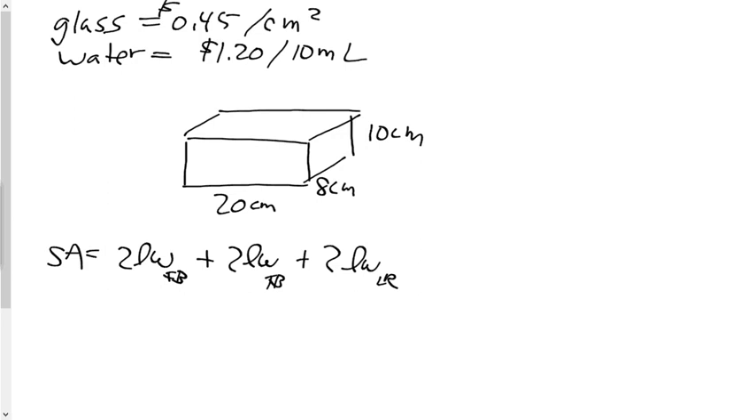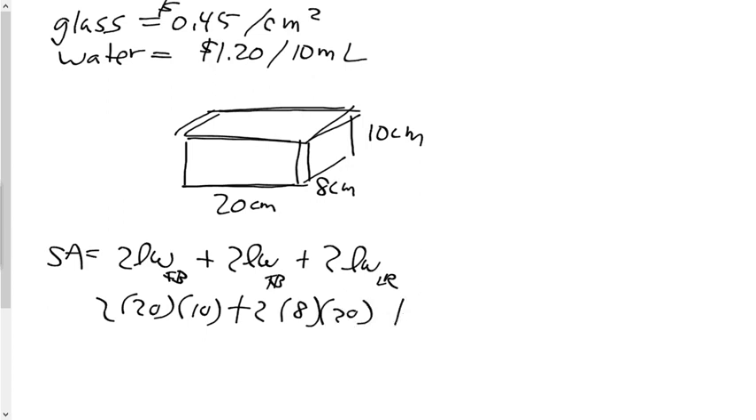Once you have that, the front and the back, the front rectangle is 20 by 10, so you have 2 20 by 10 rectangles. And at the top and bottom, you have 8 by 20s, so you have 2 of those, so 2 8 by 20s. And the left and right, you have 2 8 by 10s. Use that, you get the surface area.